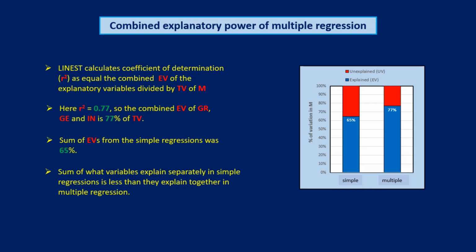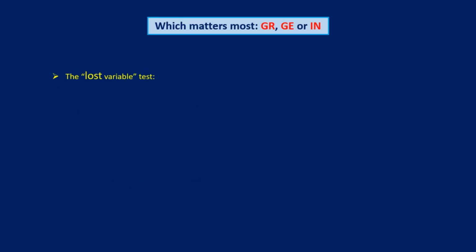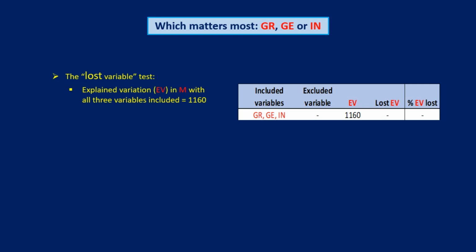Now, before I let you go, I want to answer the question posed in the title of this course. Which matters most in explaining the outcome of the rally? Grit, genes, or privilege? One way of answering this question is to perform what I call the lost variable test. Here's how it works. LINEST reports that for the multiple regression, including all three explanatory variables, the combined EV is 1,160. How much of this EV is lost when we exclude one of the three variables and run the regression with just the other two? This is the lost variable test.